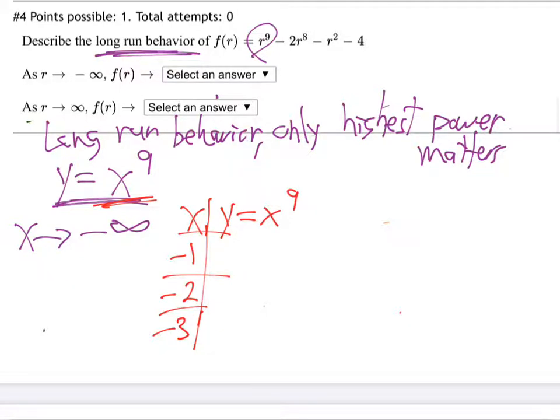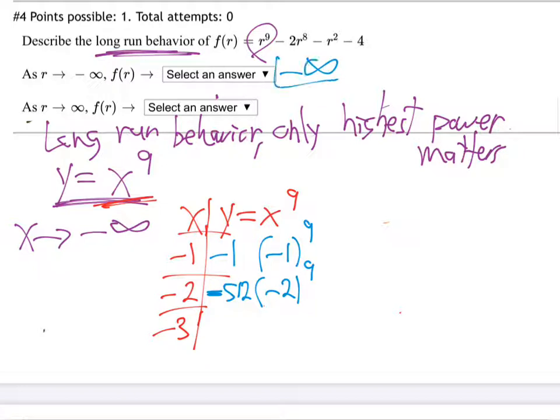Remember when you plug into a function, parentheses around what you're plugging in. So -1 to the 9th. It's going to be 1. But is it positive 1 or negative 1? Because it's 9 of them, right? So it's -1. How about -2 to the 9th? It's going to be 512, I believe. But is it positive or negative? Because again, there's 9 negatives, etc. So where are we headed to? Negative infinity, huh? On that side, and then we'll do the other one. Is everybody good with that part?